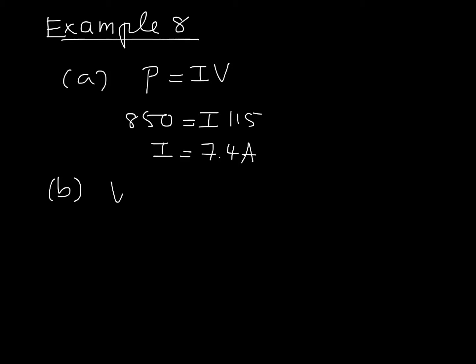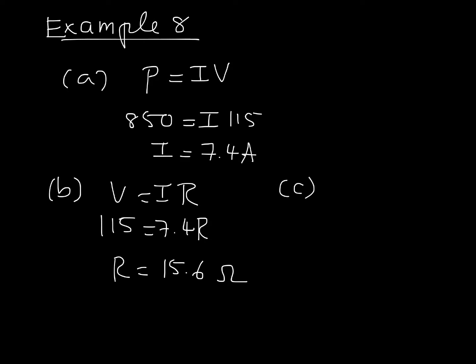B, what is the resistance of the heating coil? We are going to use V equals I times R. V is 115, I is 7.4, so R is 15.6 ohm.